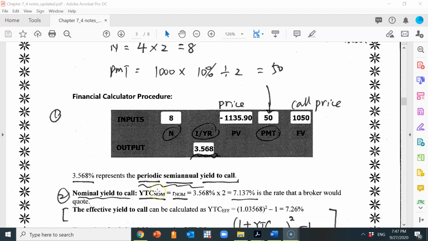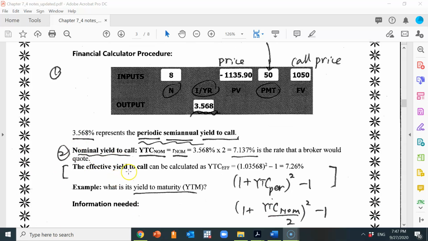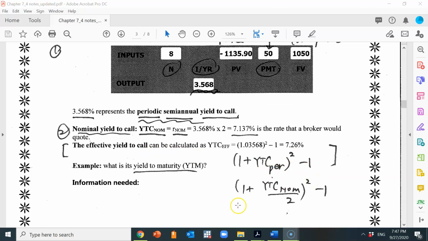So if we want to answer the question, which asks for nominal yield to call, we need to multiply by 2. So we have 7.137% as the rate that a broker would quote as nominal yield to call. A further step is to calculate effective yield to call. It should be 1 plus the periodic rate squared minus 1, or 1 plus nominal yield to call divided by 2, squared, minus 1. So we have 7.26%.